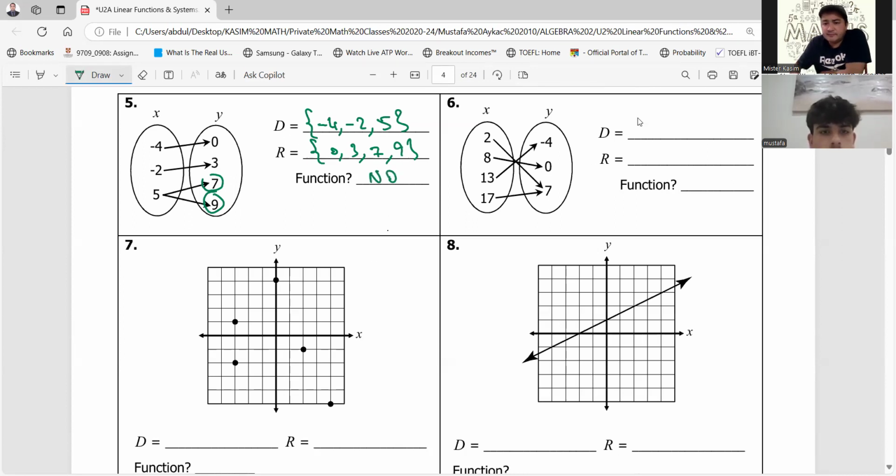Next: domain 2, 8, 13, and 17, right? Range: -4, 0, and 7. Okay. Is it a function? Yes, all input values are different. That's why it is a function.